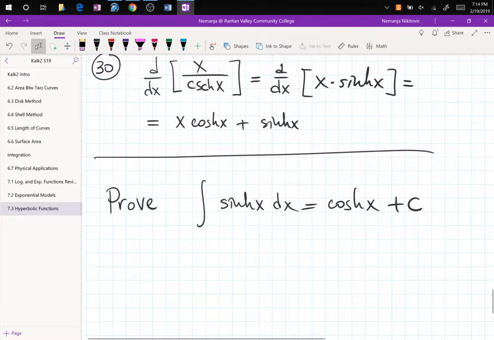What's the key for this problem? What are we supposed to do? Use the e definition. Replace that and then just integrate those, integrate them e's.